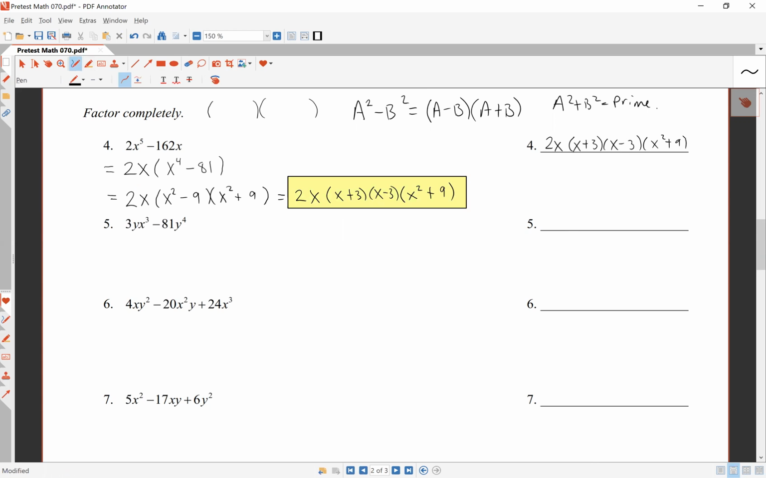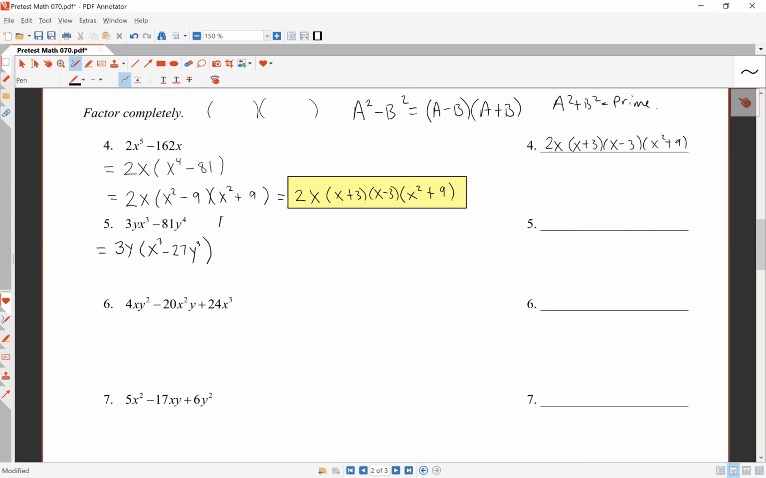Number 5, we look for a greatest common factor first, and everything is divisible by 3y. When I factor out the 3y, I'm left with x cubed minus 27y cubed. In number 4, we had perfect squares. In number 5, we have cubes.